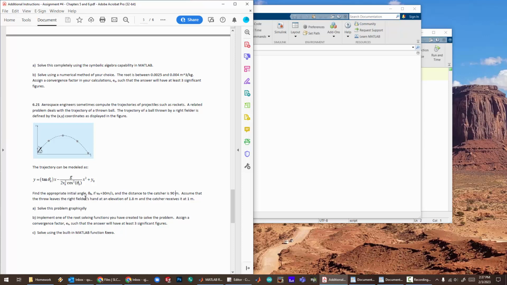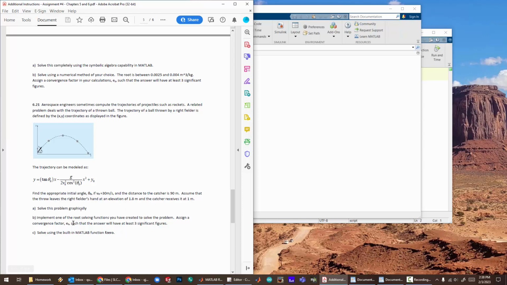Basically, this person is throwing it a total of 90 meters. He's throwing it from 1.8 meters and the catcher is catching it at 1 meter. On this little graph, the initial condition is 1.8 in the Y direction, and the ball comes up for some unknown distance and, in theory, goes exactly 90 meters in the X direction and lands right at 1 meter. The Y value should be 1 meter, which is where the catcher catches it.